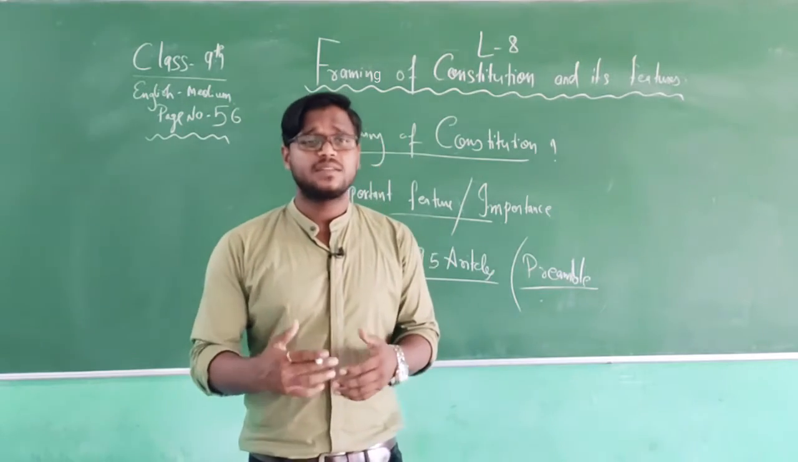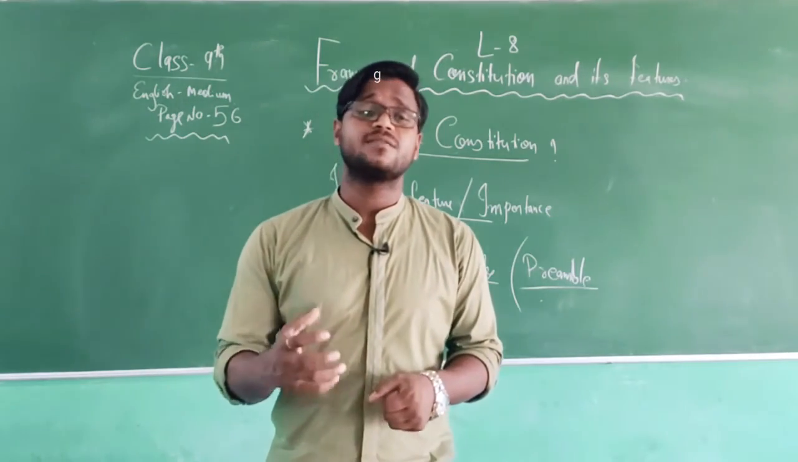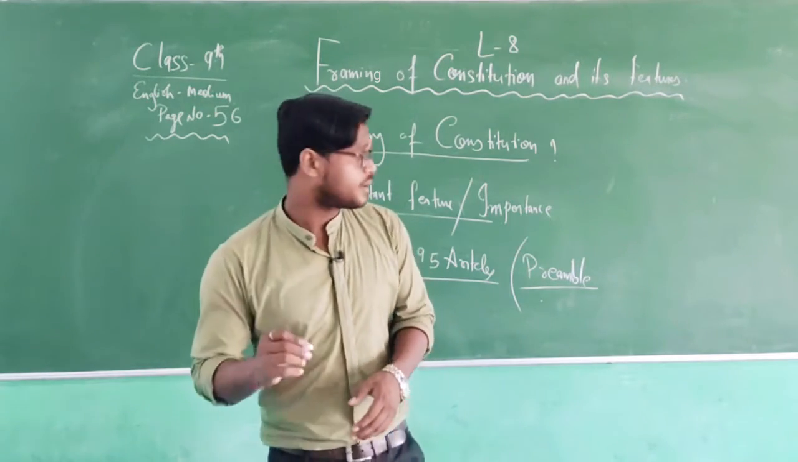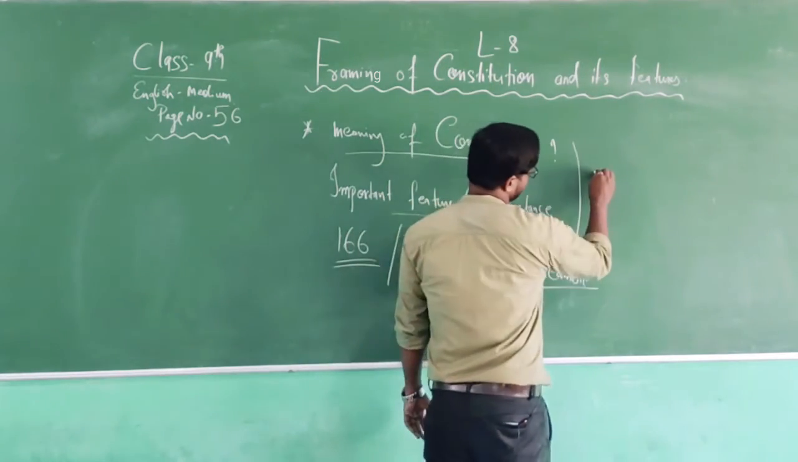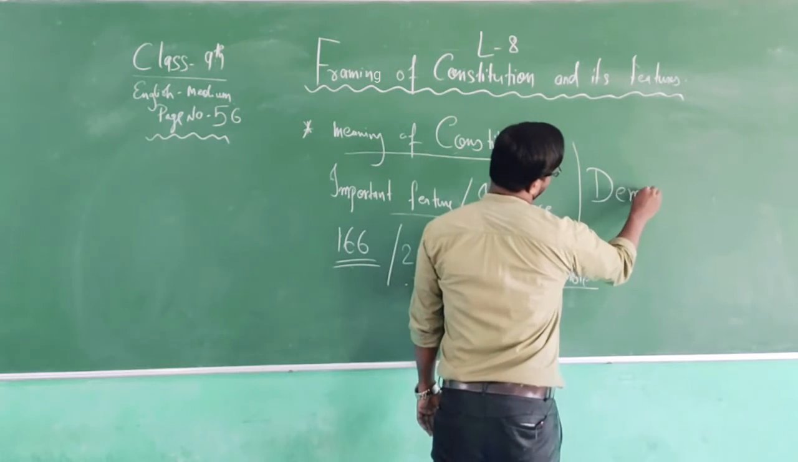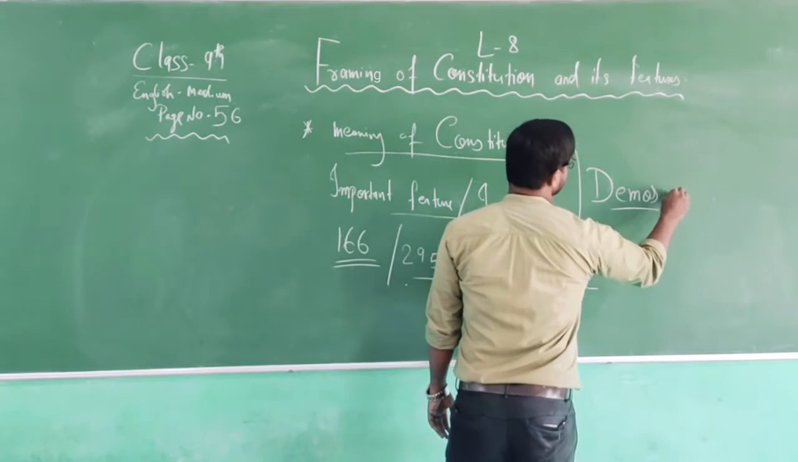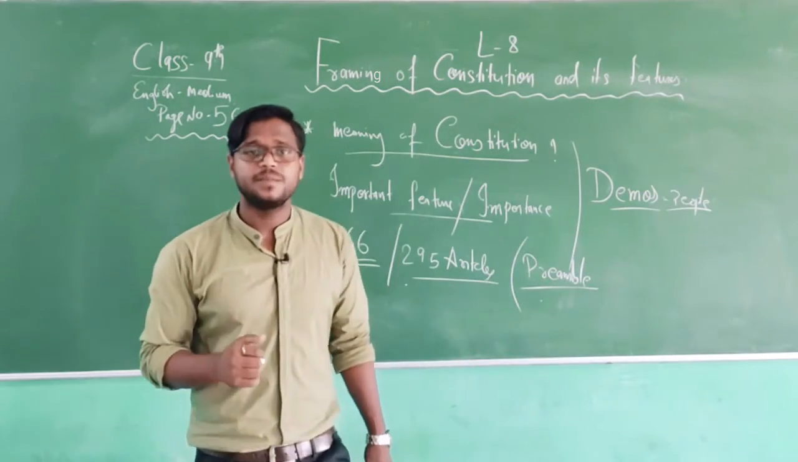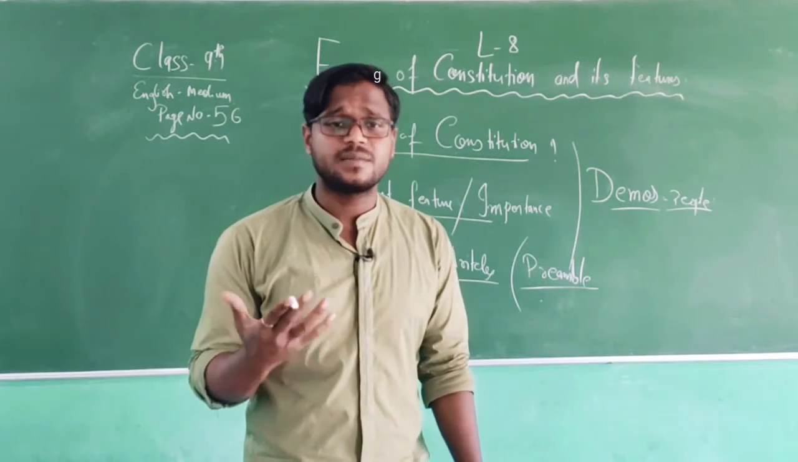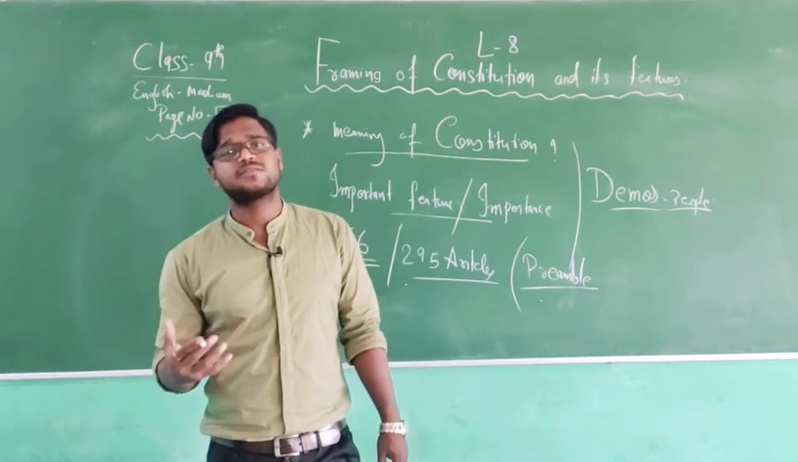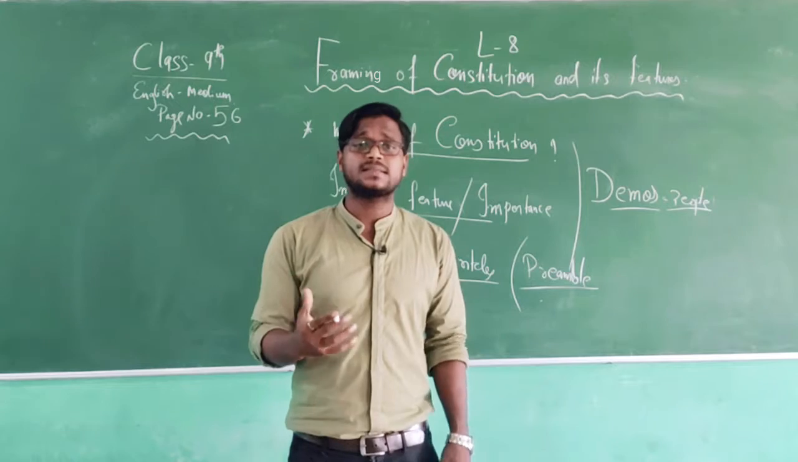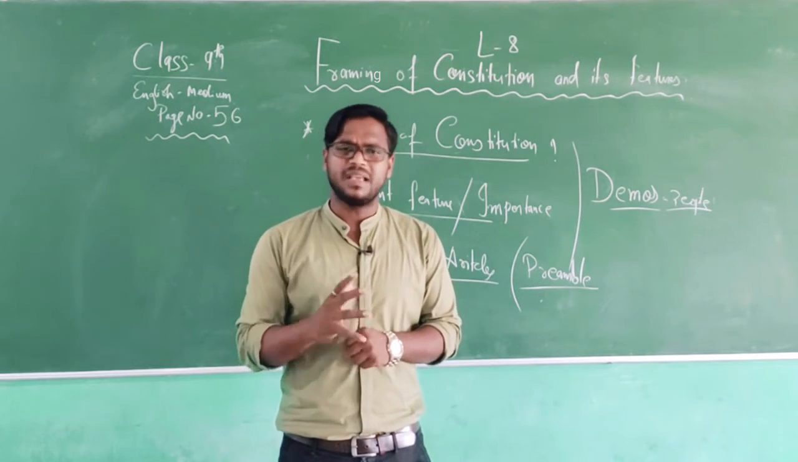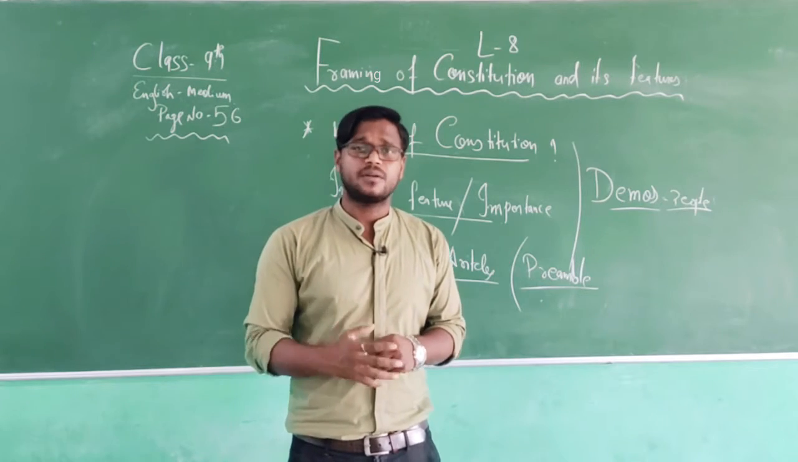If you go further, the word democracy is taken from the Greek words demos, d-e-m-o-s, and kratos, k-r-a-t-o-s. Demos means the people, and kratos means power. Remember always this kind of basic theory: democracy is the power of the people.